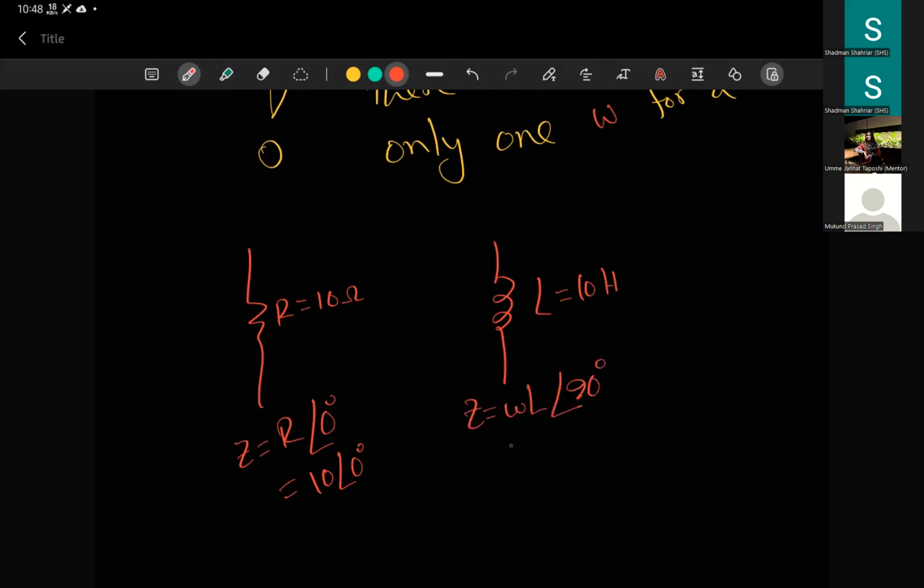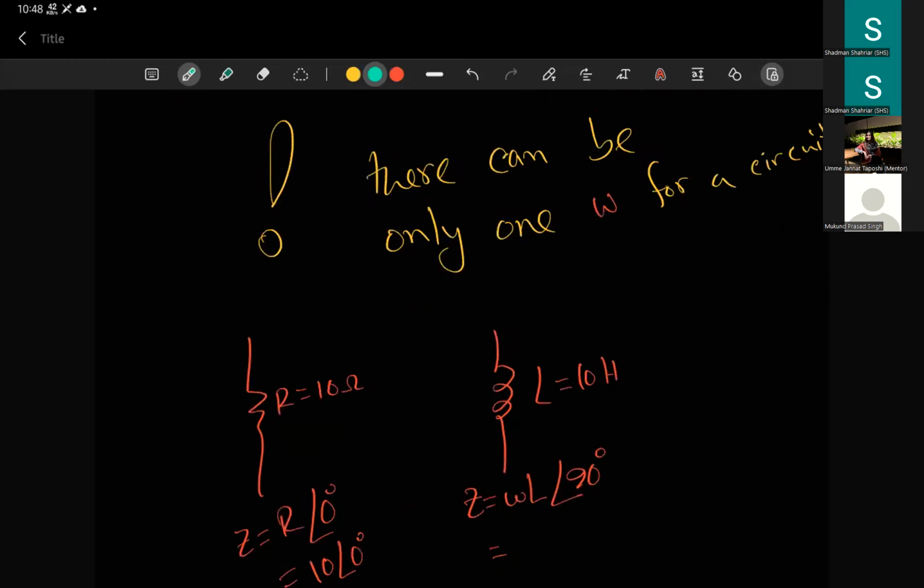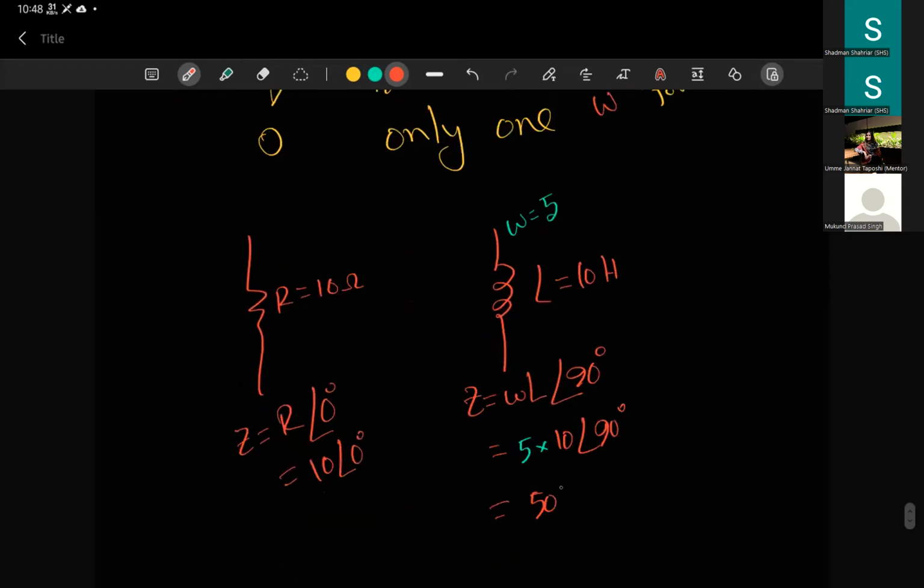Okay, what's the value of omega? Well, that is the value you get from the second step. So you will have 1 omega. If your omega is 5 times L times 90 degree, that is 90 degree ohms. The unit of impedance is ohm. Z is impedance, the complex resistance.